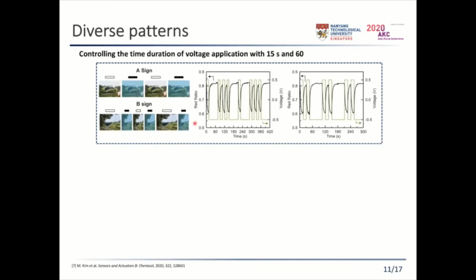Pattern color change of the smart contact lens can be used for complex information transfer, such as vital signs or the result of image processing, as well as alarming function. Diverse patterns were demonstrated by controlling the time duration of voltage application with 15 seconds and 60 seconds. Let's see the video first.